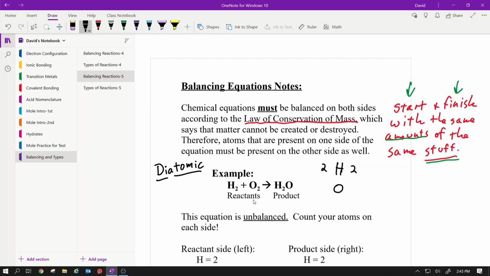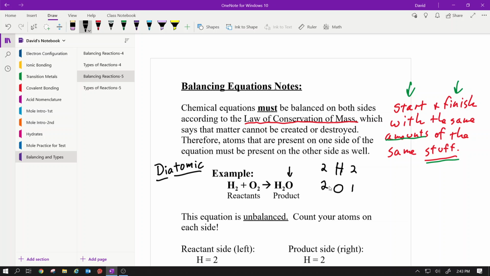On the reactant side, all right, I will give you a hint. It's 2. And how many are there on the product side? Only 1. And so the question is, what happened? This is not okay that we only have 1 oxygen when we started with 2.